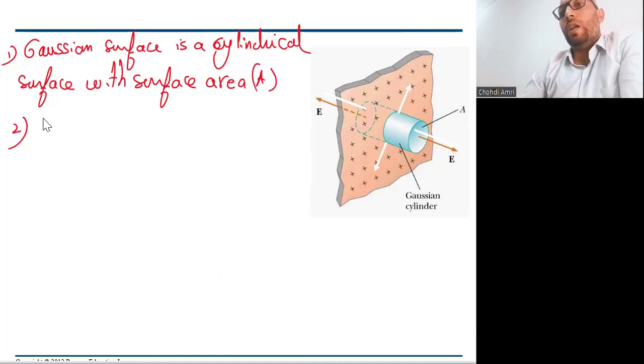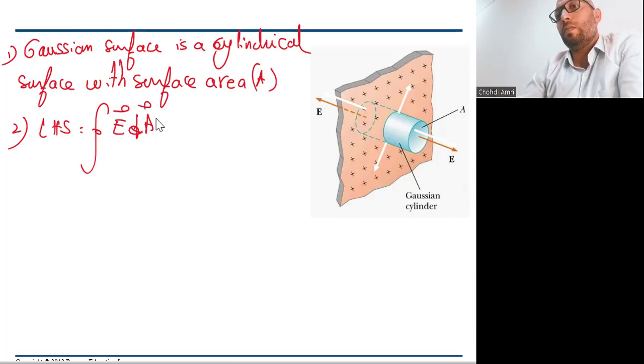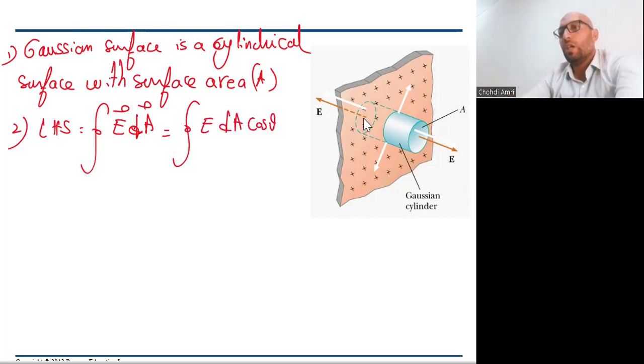Secondly, the left-hand side is the integration of E dA, which is equal to the integration of E dA cosine theta. It's positively charged, so dA from this side is outward, and from this side also it's outward. So we consider the angle between dA and the electric field.